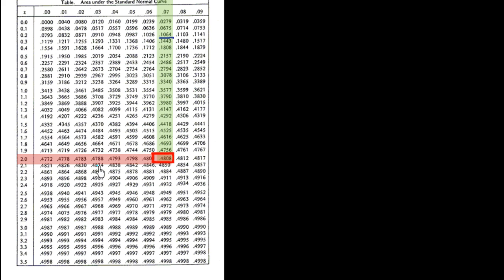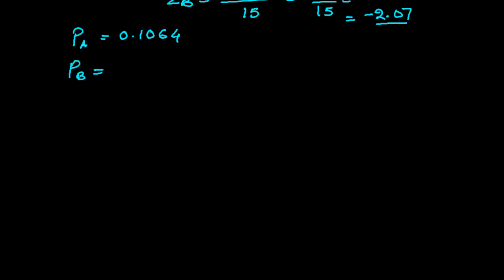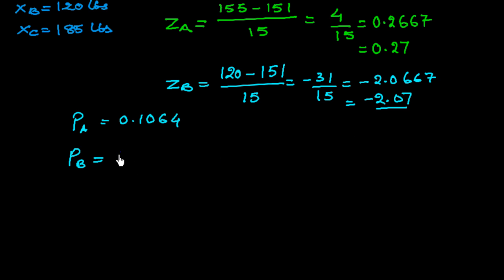So 2.0 and we see the 7, 2.07, 0.4808. So we get here 0.4808. So this is the value. Now we add these two values.